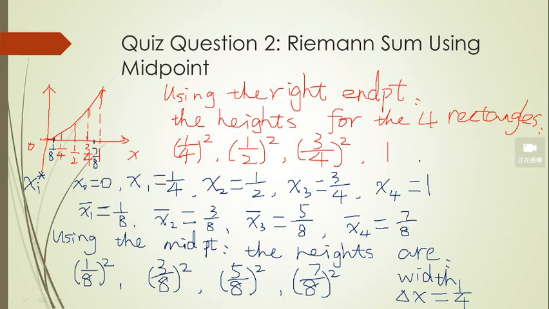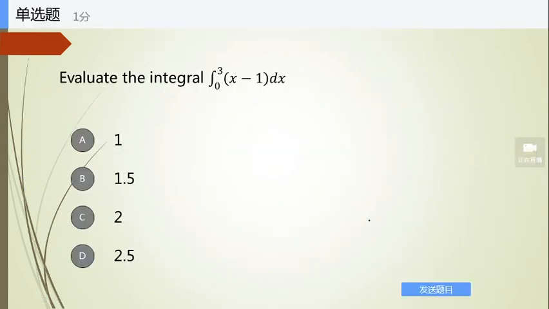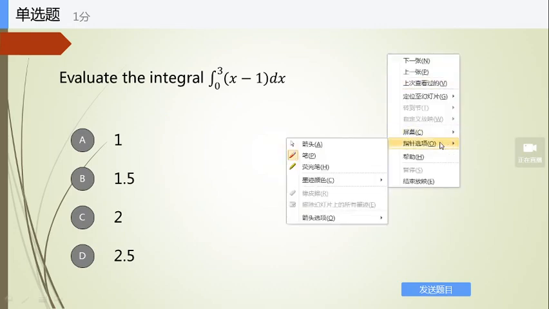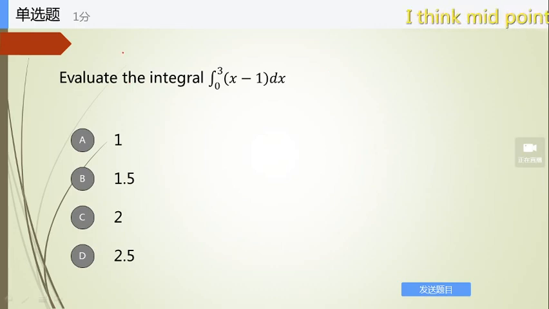So we did several examples today. Now here is a quiz. You evaluate this definite integral. Let me explain a little bit. Here, figure out the function f(x). The function f(x) will be x minus 1, right? How can you draw the graph? If you can draw the graph, then it's easy to evaluate the definite integral.